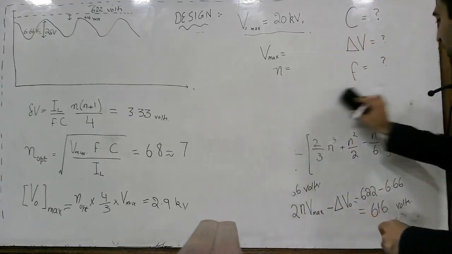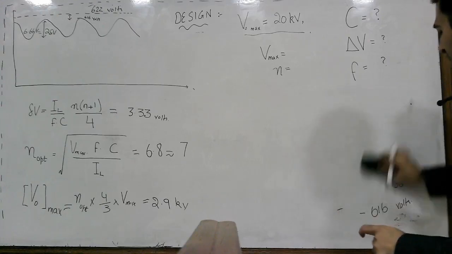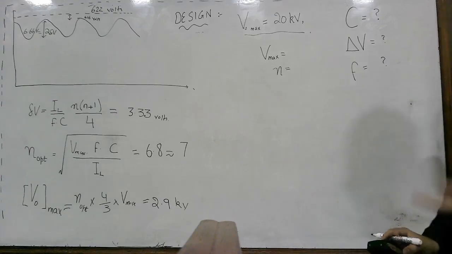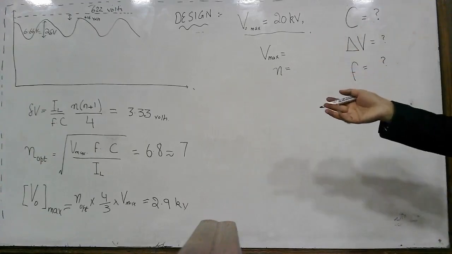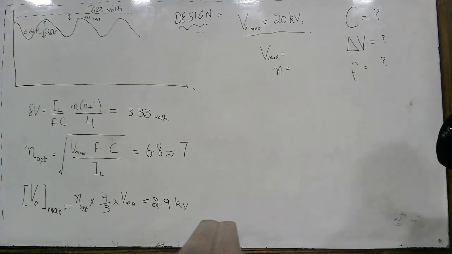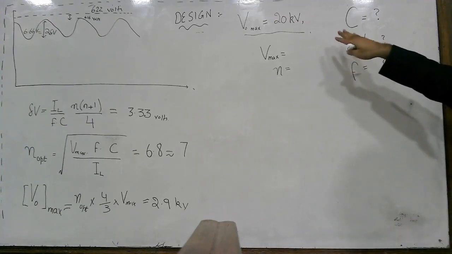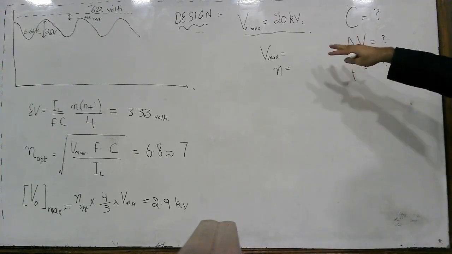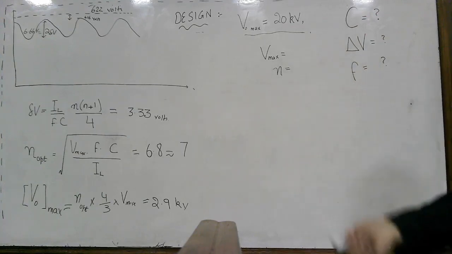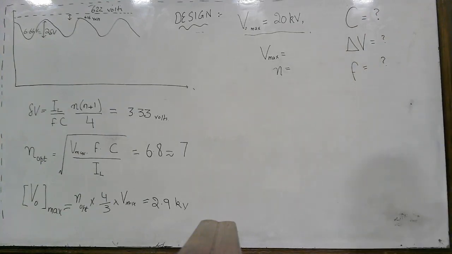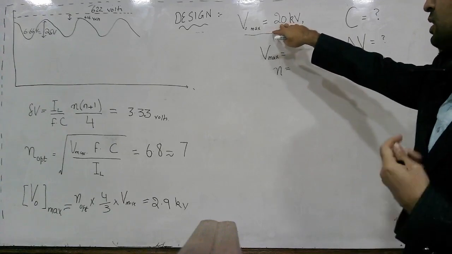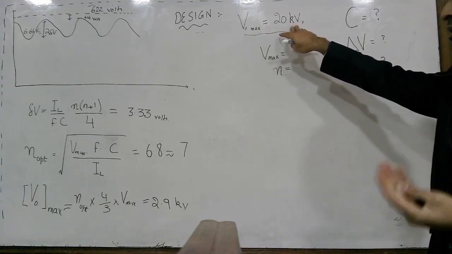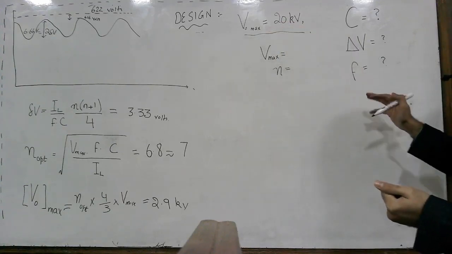As you have seen the equations of delta V, the maximum output voltage, and the ripple voltage, using those equations, and by first choosing a few things, you can proceed with the design. Okay, so how to start? My requirement is that I am willing to get 20 kilovolts. So what should be the frequency?